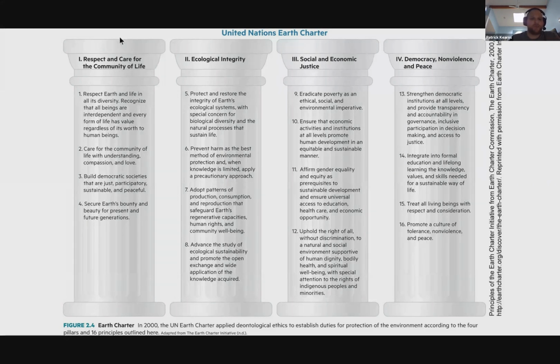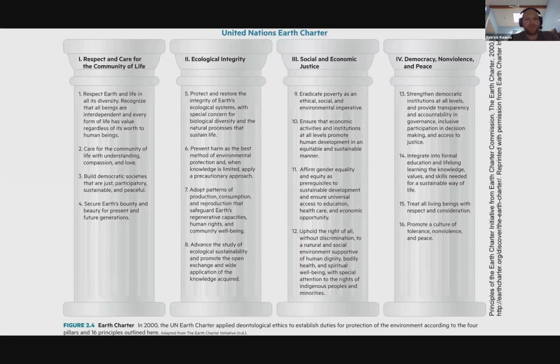Respect and care for the community of life, life being an obviously important thing. Ecological integrity, which is a pretty cool one. Social and economic justice, as well as democracy, nonviolence, and peace. Now, clearly, this is the one we're thinking about the most, where we're thinking about protecting and restoring Earth, preventing harm to the Earth, adopting patterns of consumption that help protect Earth, and advancing the study of Earth.